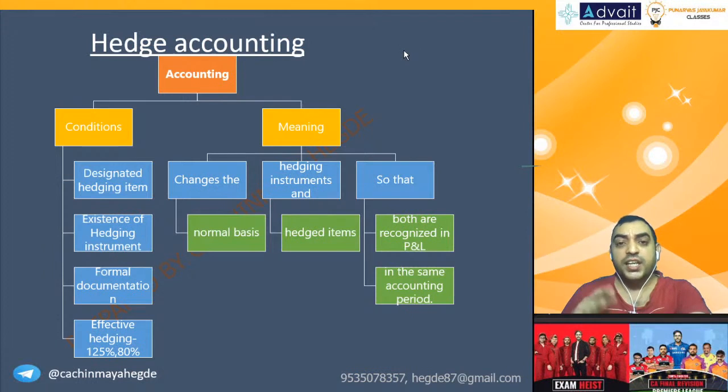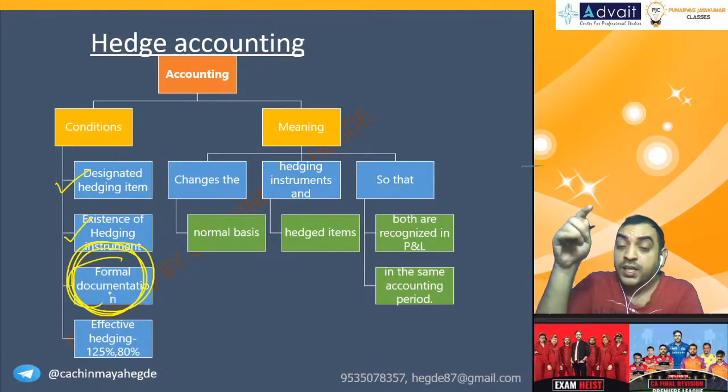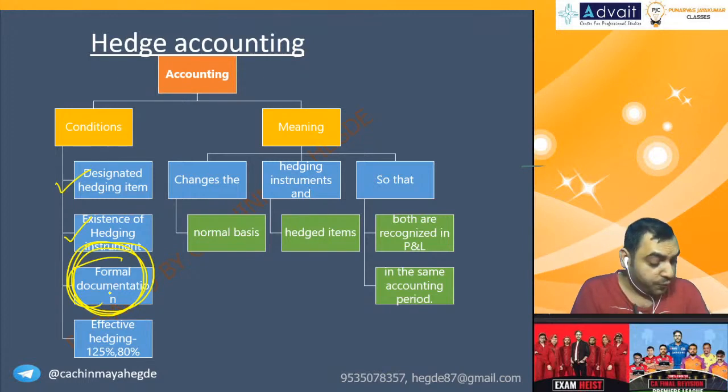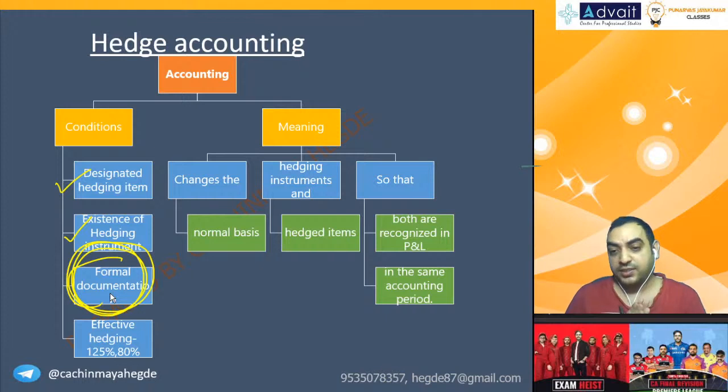Conditions for hedge accounting: is hedge accounting compulsory? The answer is no. There has to be a designated hedging item, existence of hedging instruments, and formal documentation. You have to give it in writing that this hedging instrument is for the purpose of this hedging item. A general condition, an open-ended document, cannot satisfy. There has to be a specific thing. This forward contract is for the purpose of protecting the money received from this customer. You have to specifically mention it. You have to give it in writing. Then only hedge accounting applies.